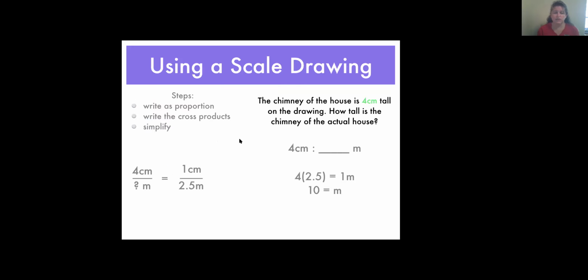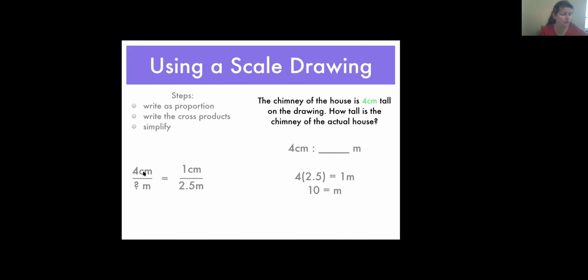So how do we use a scale drawing? Well, if we had a chimney of the house and it's 4 centimeters tall on the drawing, how tall is it in reality? Here are the steps to figuring that out. Write it as a proportion. Remember, I said to always put the drawing or the model size on top and then the actual amount on the bottom. So we know that it's 4 centimeters on the drawing.